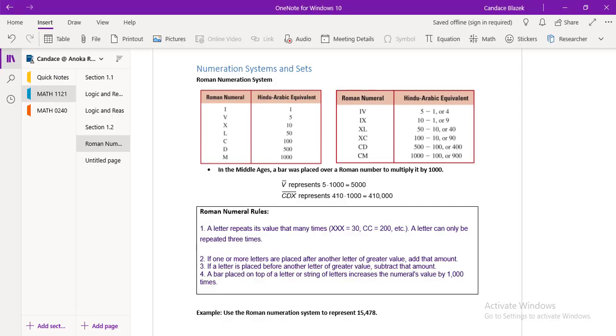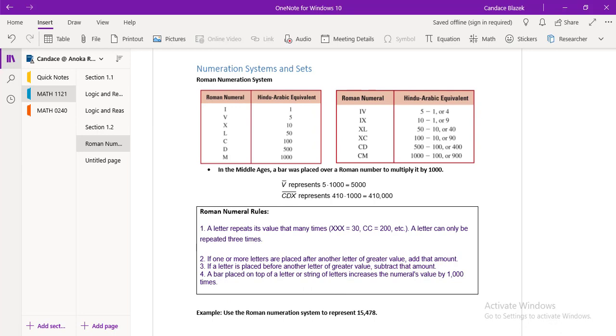So in front of you, I have the numeration system set for the Roman numeration system. And we're going to specifically look first at how the Roman numerals compare to the Hindu-Arabic system, which is what we use. In the first chart, we'll see that a capital I is 1, V is 5, X is 10, L is 50, C is 100, D is 500, and M is 1000.